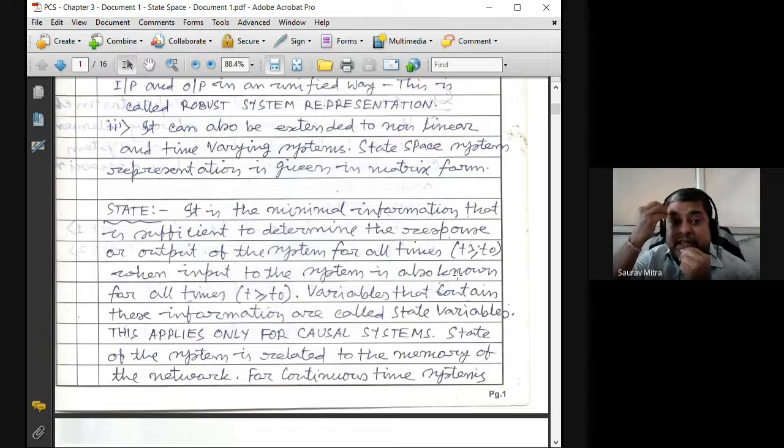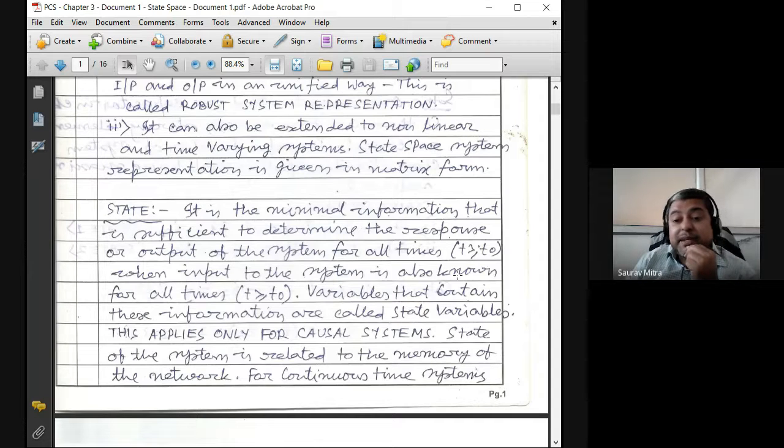So, very important definition of state. It is a minimal information that is sufficient to determine the response or output of the system for all time t greater than t0, when the input to the system is also known for all time t greater than t0. So this is called a state. How much is the value of IL at t equal to 0.1? How much is the value of IL at t equal to 0.2? So these are states of the inductive current IL.